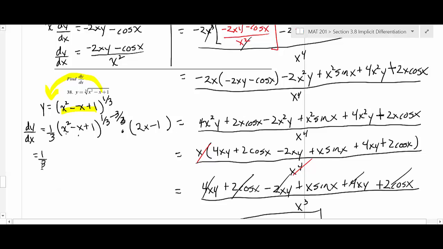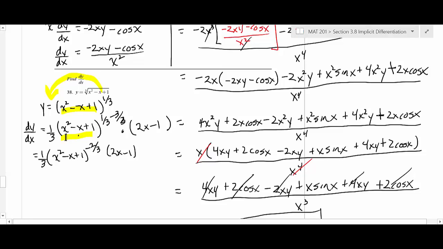So you would have 1/3 times (x squared minus x plus 1) to the negative 2/3 power times (2x minus 1). You're not doing that implicitly because it's solved for y. Okay? Everybody follow that? I'm going to simplify it, but that's pretty simple. That came from the derivative of what's inside.